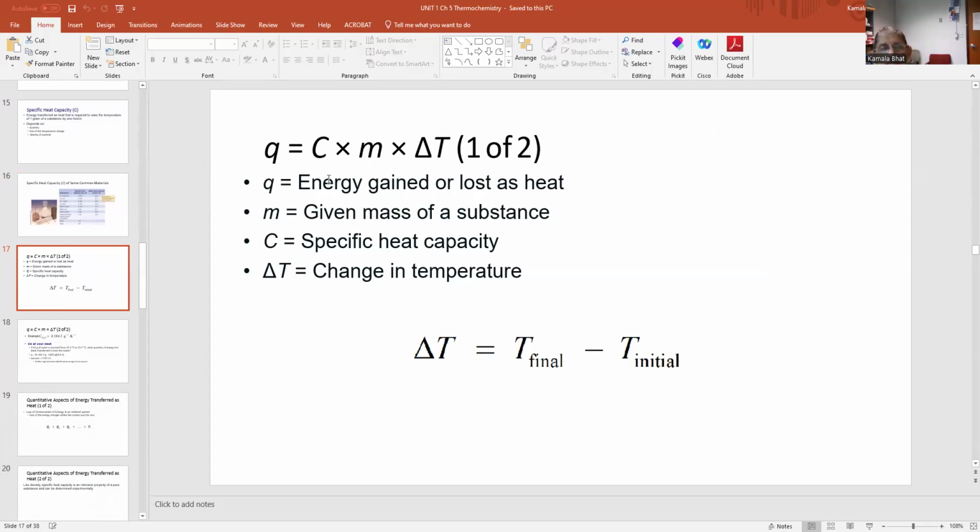So now we see the expression Q = cmΔT. Q is the heat energy gained or lost, m is the mass of the substance, c is the specific heat, and ΔT is the change in temperature. Remember that whenever you come across the symbol delta, it is always T final minus T initial.